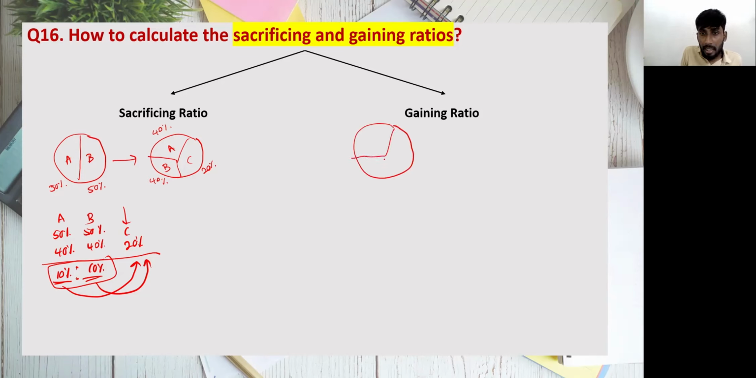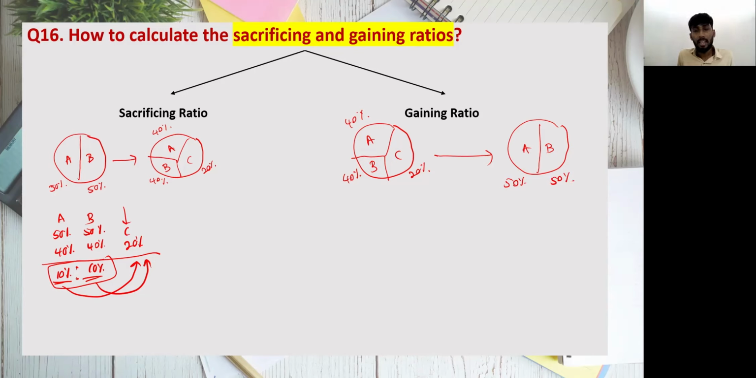Earlier, there were three partners, A, B, and C. A got 40%, B got 40%, C got 20%. Now, an existing partner plans to retire. Then what will happen? Then only A and B will remain. When A and B are remaining, they agree to share their profits at a 50-50 rate. Clear?